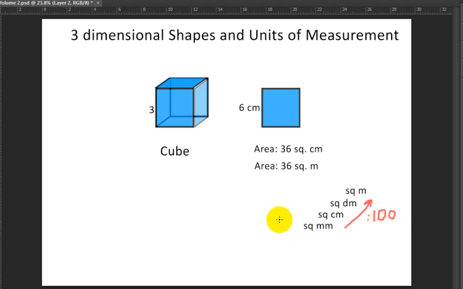So let's say 4,000 square millimeters would be how many square centimeters? 4,000 divided by 100, so 40. And then how many square decimeters? 40 divided by 100 again, so 0.4.